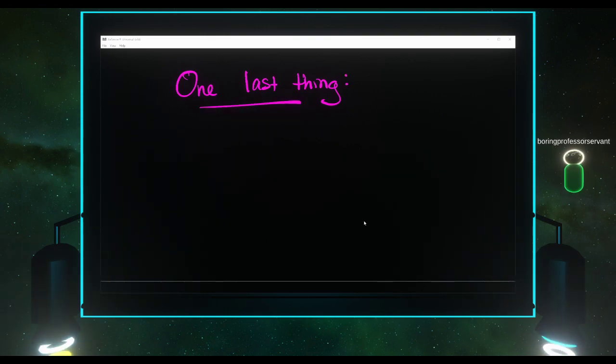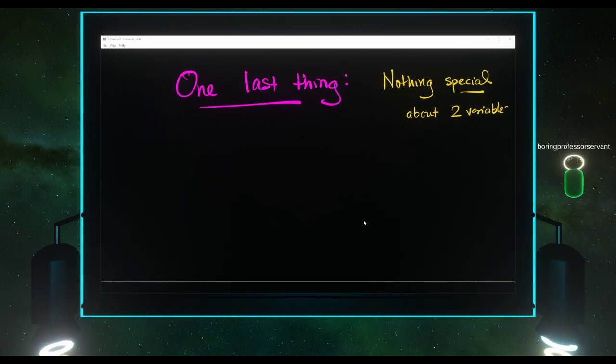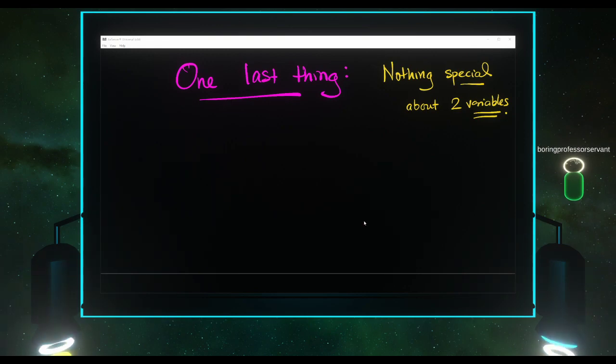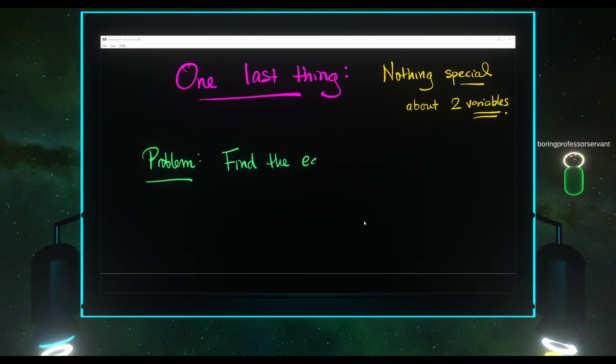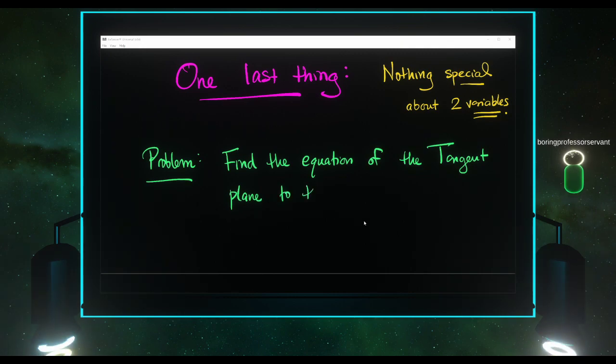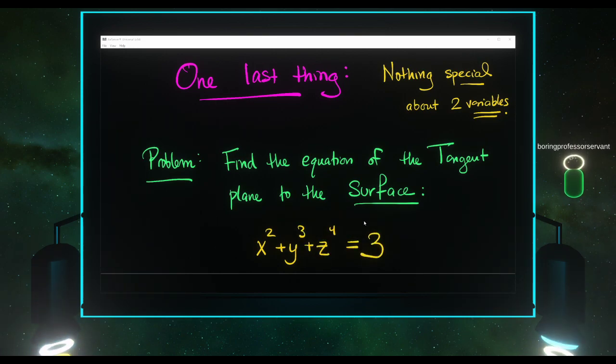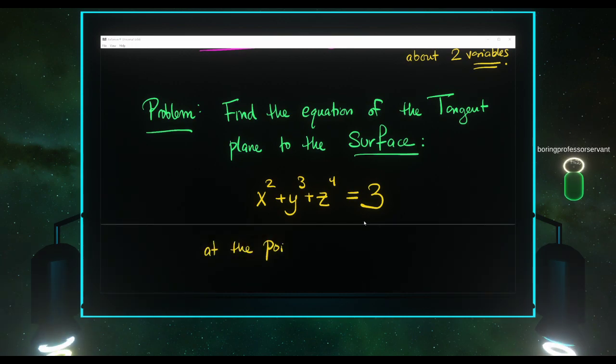There's nothing special about two variables in this discussion. I do have to give this enough time. So for example, here's an example problem. Find the equation of the tangent plane, not a tangent line anymore to a level curve, but a tangent plane to the surface. Here, I'll give you a surface now: x squared plus y cubed plus z to the fourth equals 3, at the point 1, 1, 1 on that surface.